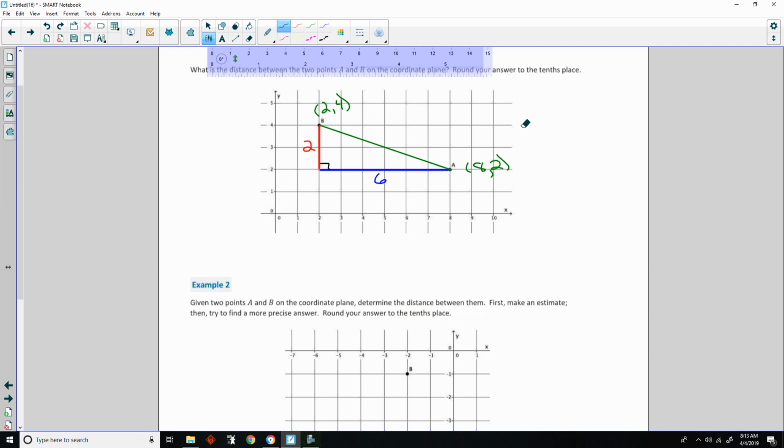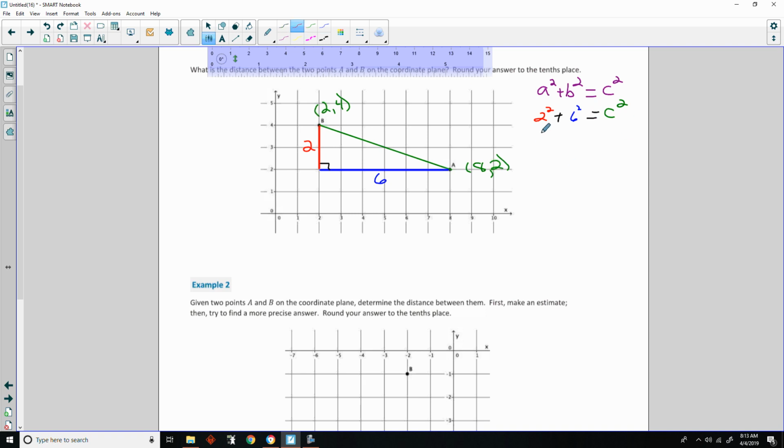Okay, so whenever we're solving a problem, remember, you write the formula. A squared plus B squared equals C squared. Now remember, your C is your hypotenuse or your longest side. That'll be our green one. So C squared is the green. A squared is 2, so that's going to be 2 squared plus B squared, which is 6. And that is going to equal C squared.